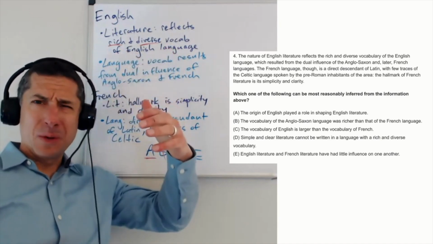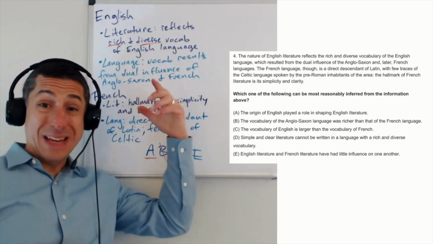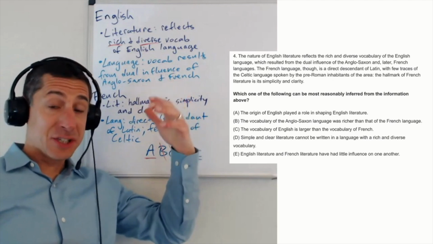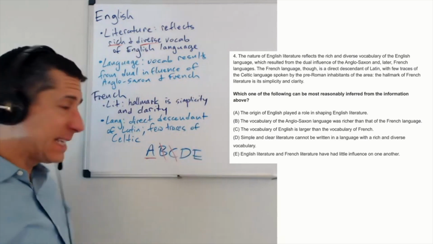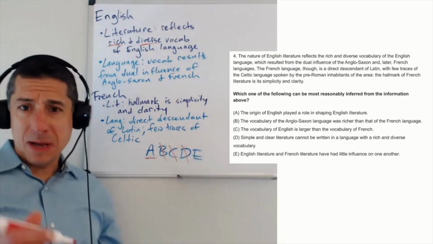So the argument here would be that since English is rich and diverse, we can't write simple and clear literature in English. Certainly not supported by the passage. For what it's worth, also not common sense. D is out. What about E?